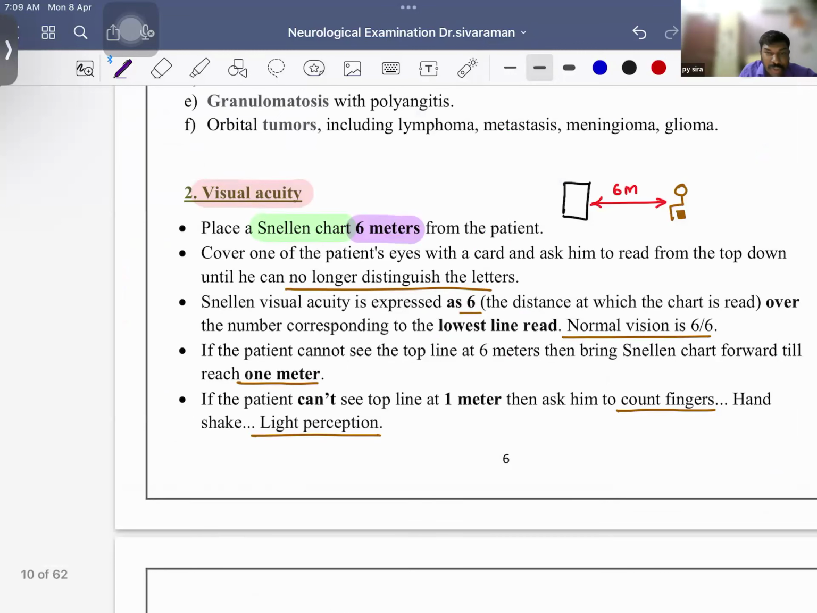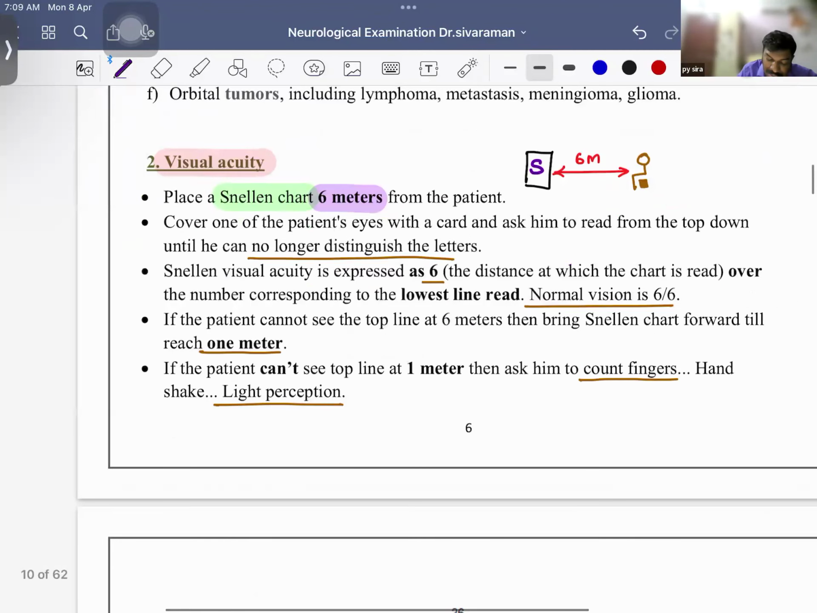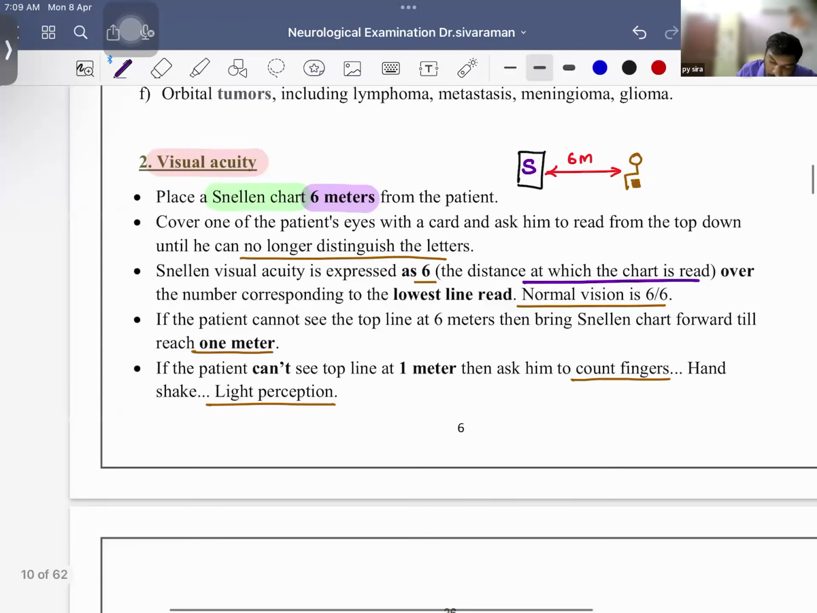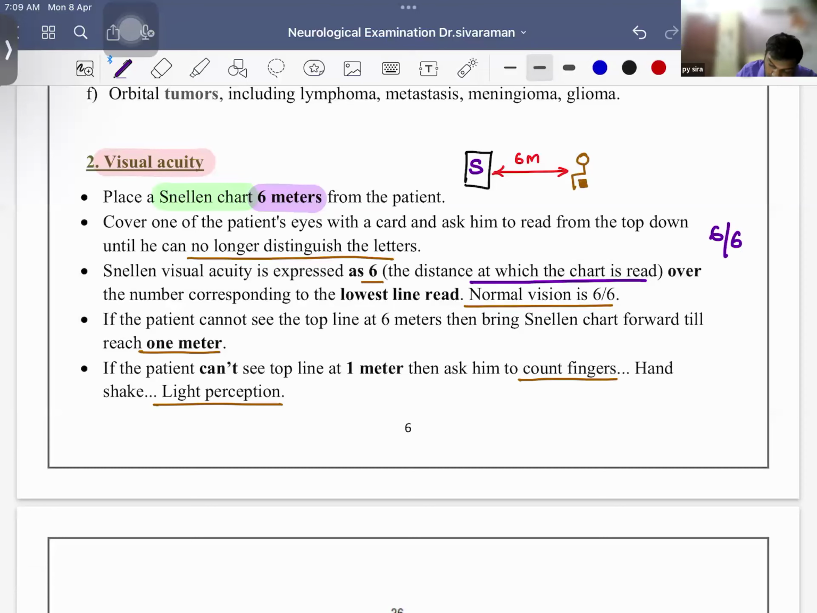Then next is visual acuity. How will you check visual acuity? You use a chart called the Snellen chart. This Snellen chart is usually kept at a distance of 6 meters, which means the patient reads from 6 meters. So visual acuity is expressed as 6 over the number corresponding to the lowest line read. Normal vision is 6 by 6. It is kept at 6 meters, and if the patient is able to read the bottom line, his vision is 6 by 6.